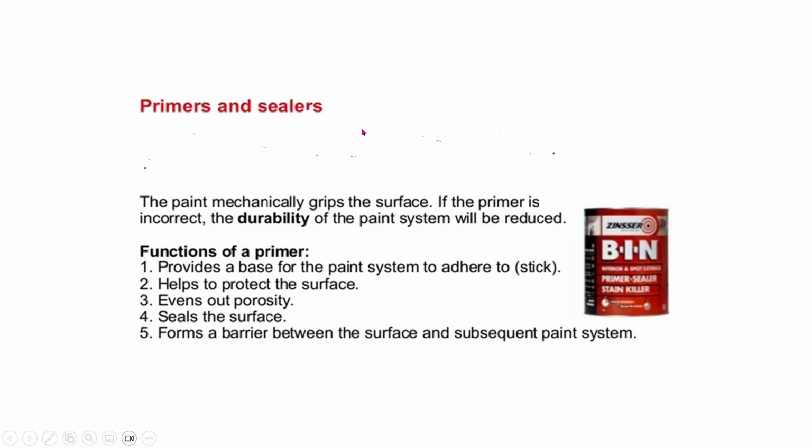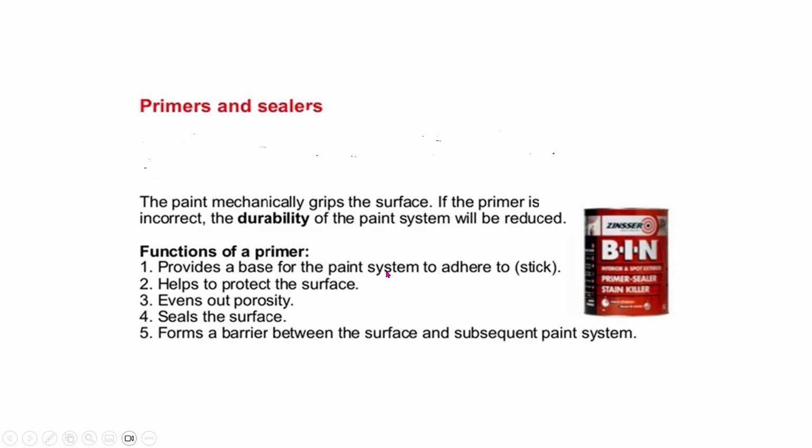Then first we have to use the primer and sealer. What is the function of primer and sealer? The primer's function is that the paint mechanically grips the surface. If the primer is incorrect, then the durability of the paint system will reduce. If you do not choose the primer correctly, it will not grip the surface, and then the total paint system will not work.